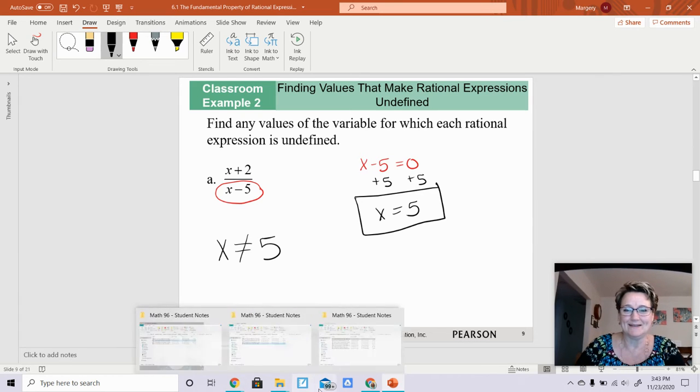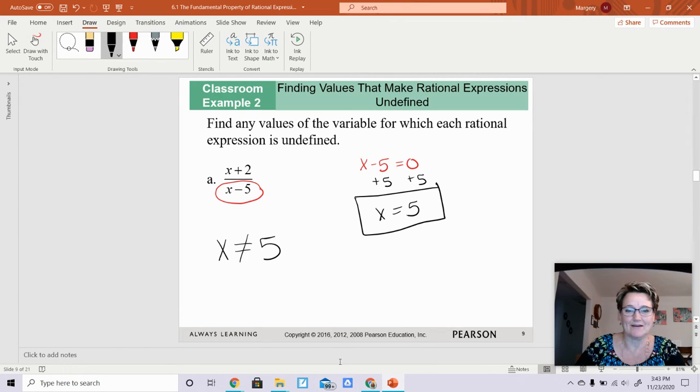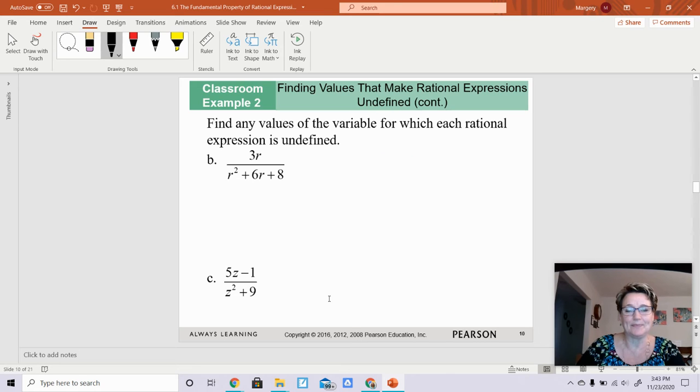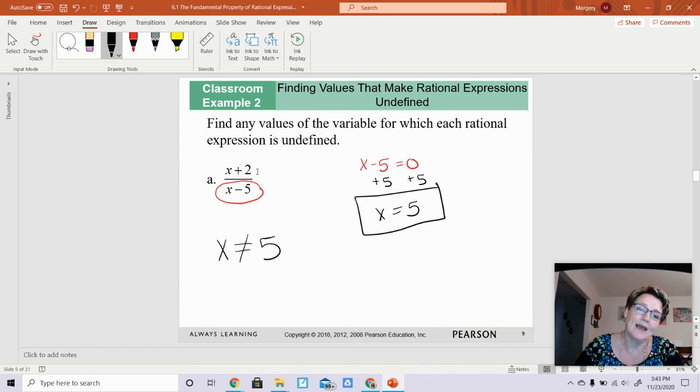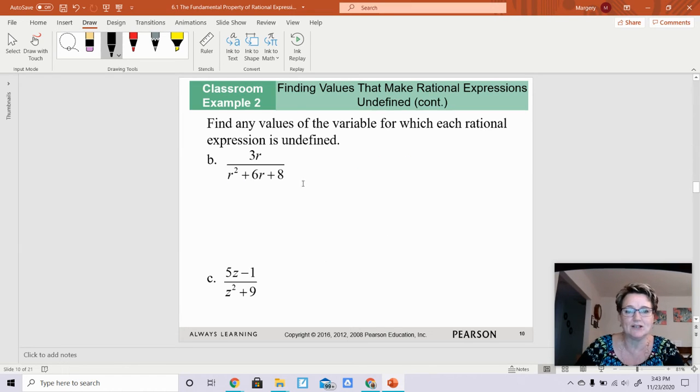All right, let's do the next one. Once again, I could not factor this, like I couldn't cancel anything out, so that's why I had to solve it. Now, for this top one here, I don't care what's in the numerator, but I do need to factor the denominator. So I'm going to end up with 3r over something times something.